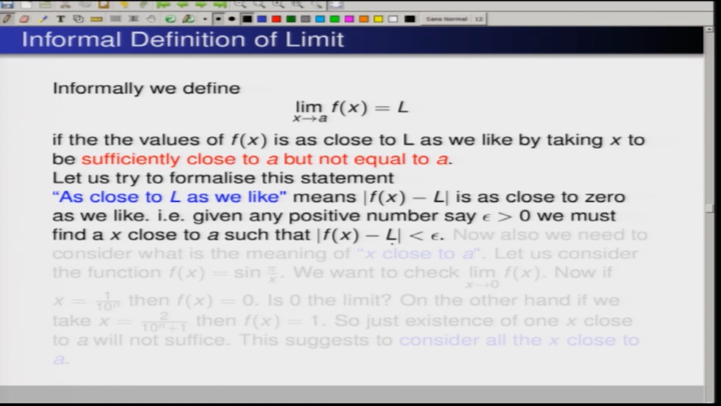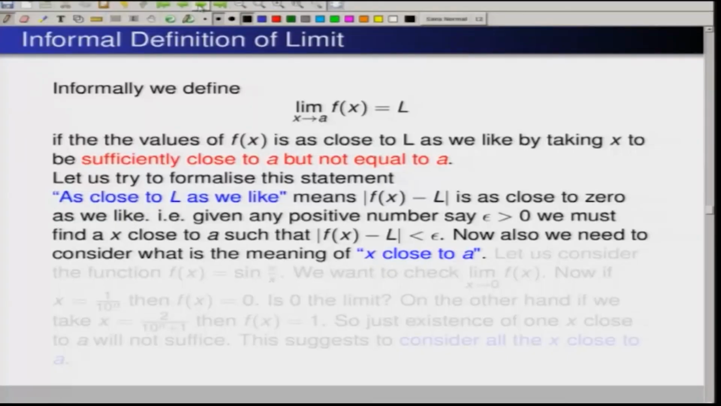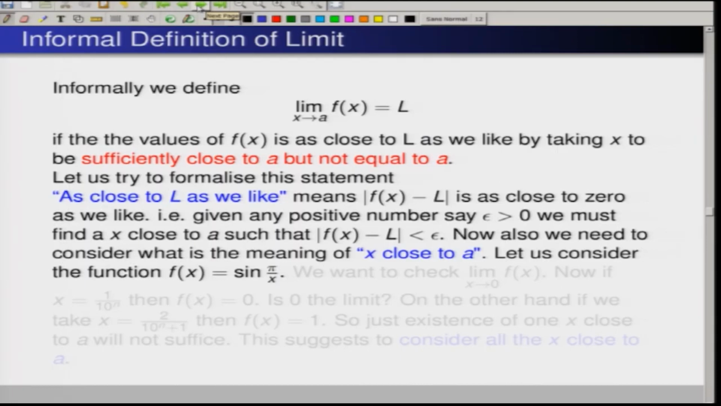Now, the x also has to be close to this point A. So, now we also need to consider what is the meaning of x close to A. X close to A means what? Let us consider a function. Let us try to understand it a little more.